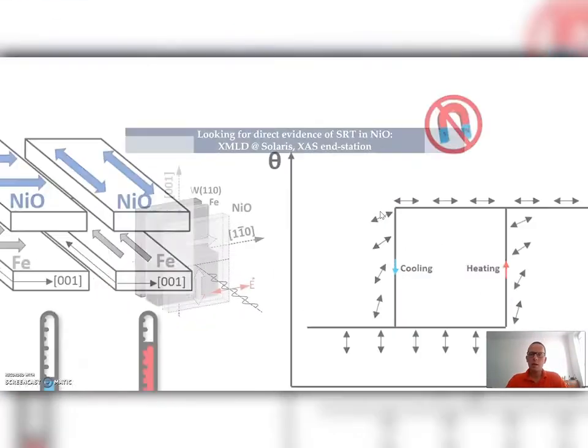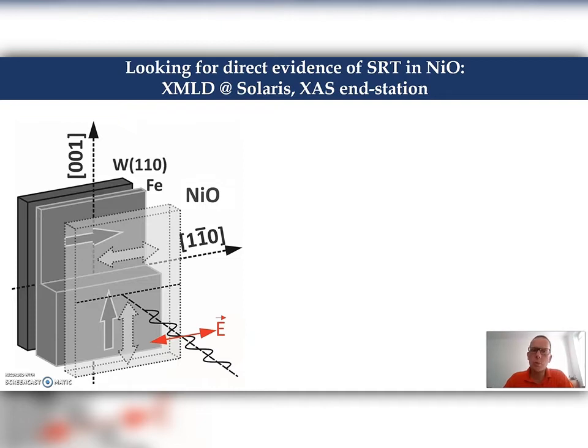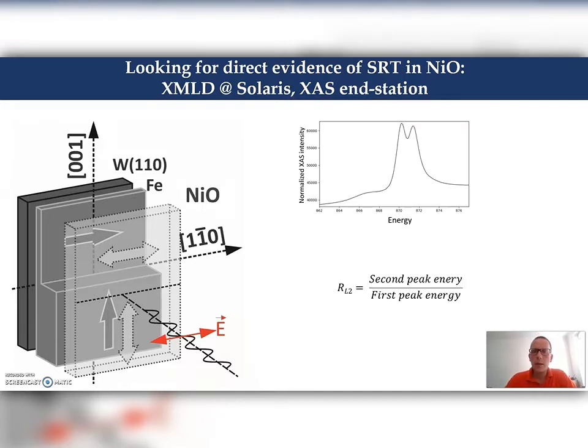That was the idea. So we used X-ray absorption spectroscopy, specifically the X-ray magnetic linear dichroism technique, at the Solaris synchrotron in Krakow. And if you take a look at the absorption spectrum of nickel oxide around the L2 absorption edge of nickel, you see these two characteristic peaks of intensity. The ratio of these intensities, called the RL2 ratio, is commonly treated as a kind of fingerprint, or probe, of the orientation of magnetic moments of antiferromagnetic nickel oxide.